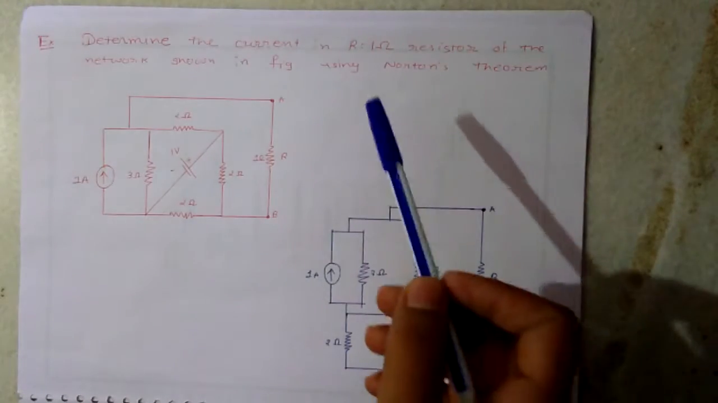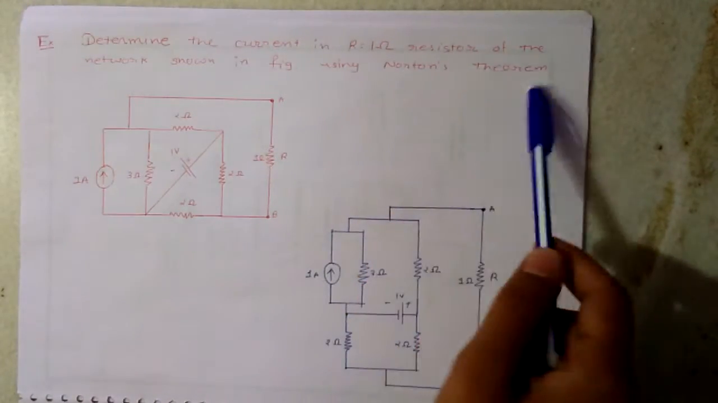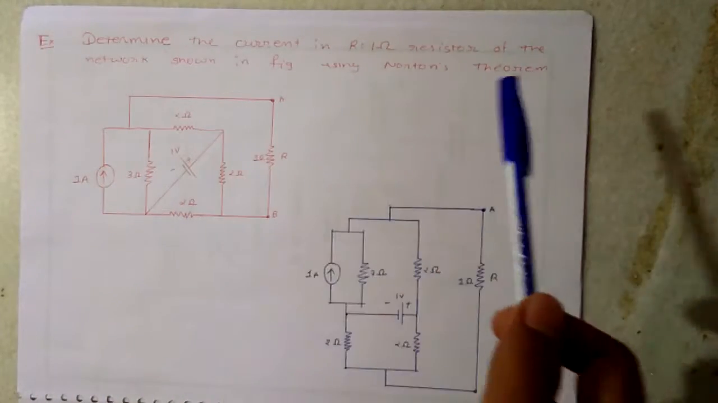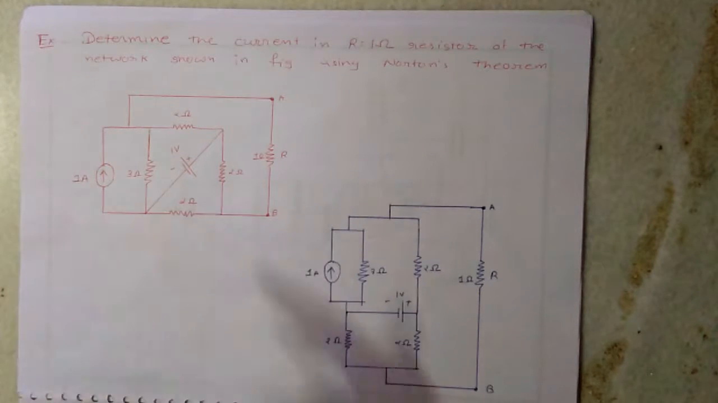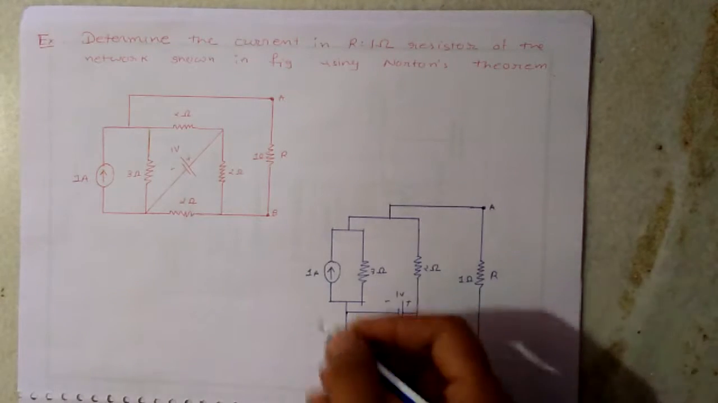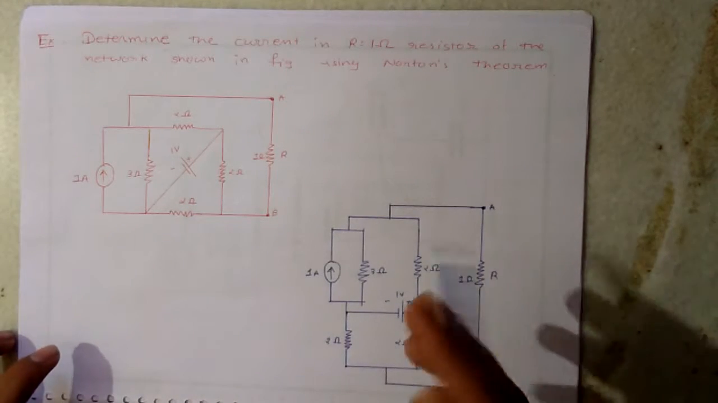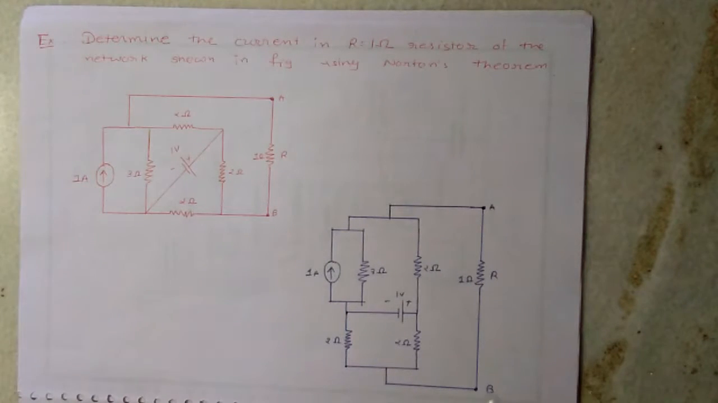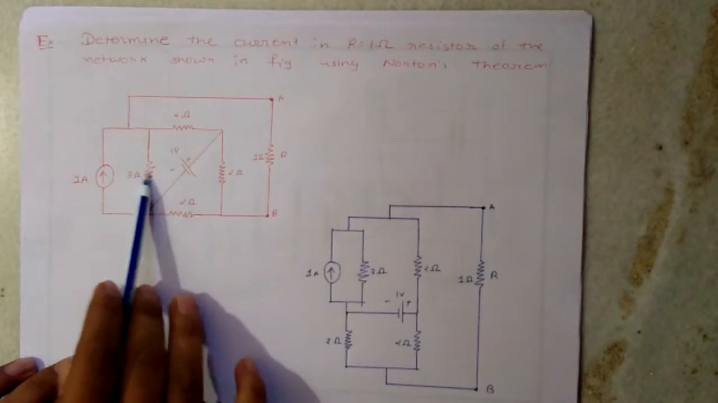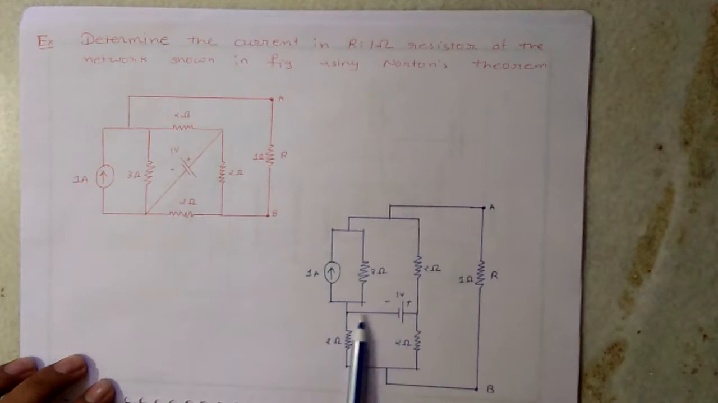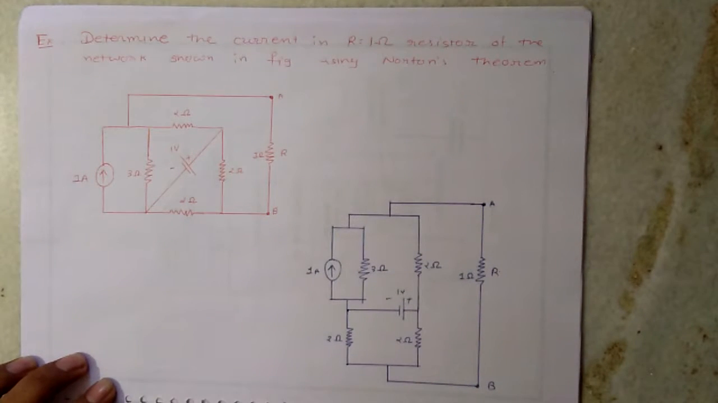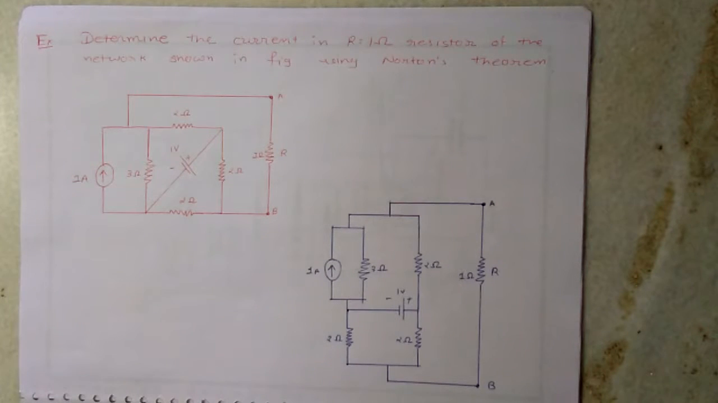Determine the current in the R equal to 1 ohm resistor of the network shown in the figure using Norton's theorem. The network is given here. But just for simplicity, I have taken the network in such a way that it can be studied easily. For that, I have just replaced this and this in parallel as shown here. The voltage source is here, and these two resistors are here. That is just simple.